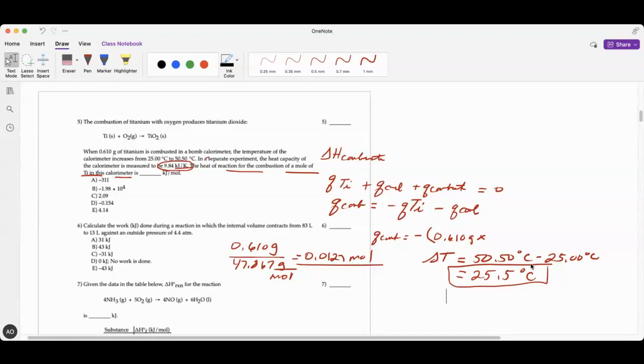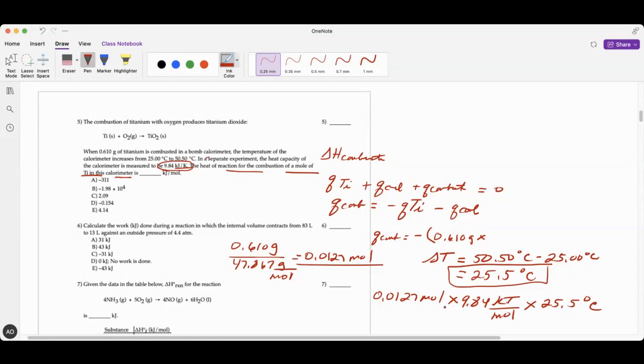and we'd have to multiply. Okay, and we want that for 1 mole of the titanium. So we have the 0.0127 moles, and here we have 9.84, and that'd be kilojoules per mole. And then we have our delta T, which is 25.5 degrees Celsius.